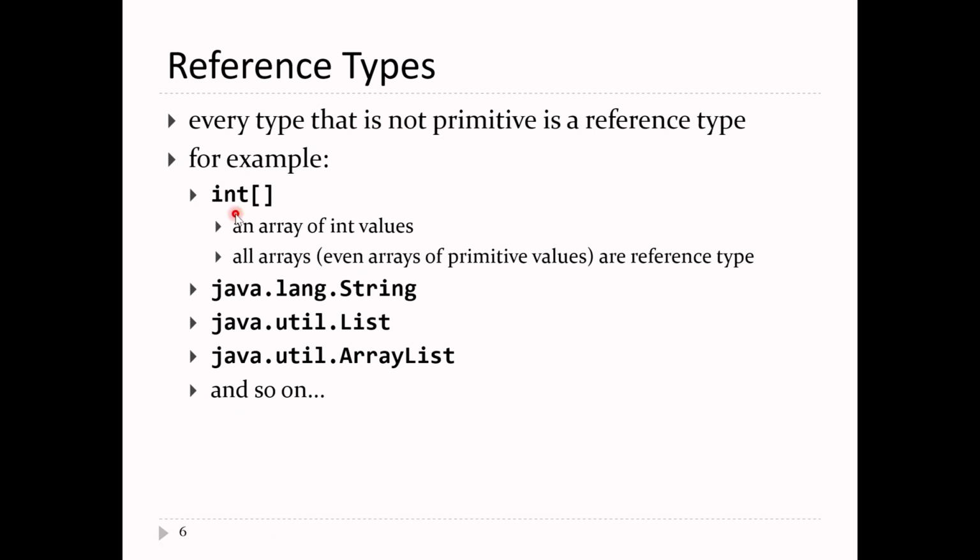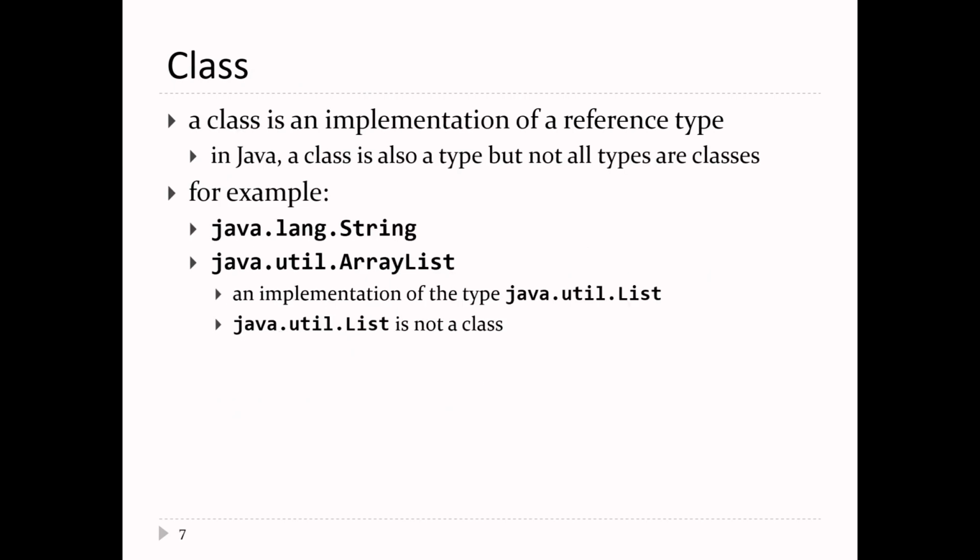If you make an array of int, the elements inside the array are primitive, but the array itself is a reference type, is actually an object. We've seen String, we've seen ArrayList, and sets and maps already. Classes are just implementations of a reference type, so they're user-defined types.